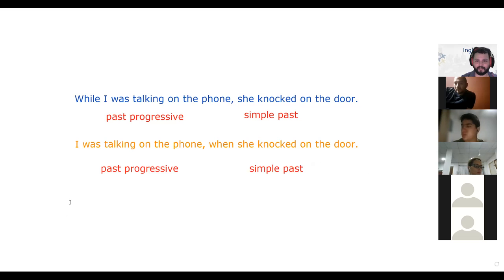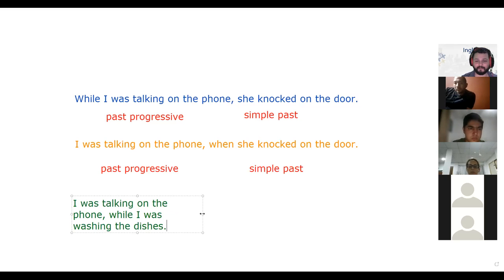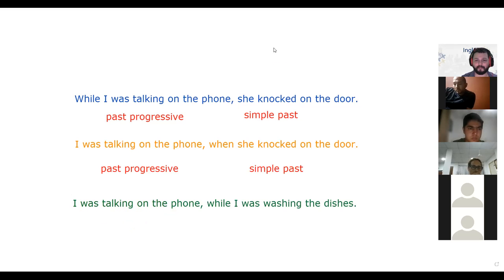Now I can also do this. I can also say, while I was talking on the phone, I'm sorry. While I was talking on the phone, you know, while I was talking, I was talking on the phone while I was washing the dishes, okay? I can also say this, okay? And what tenses are we using here? Past progressive. And we're using past progressive too, okay? So we have two combinations here, guys, okay? So we have past progressive and simple past.